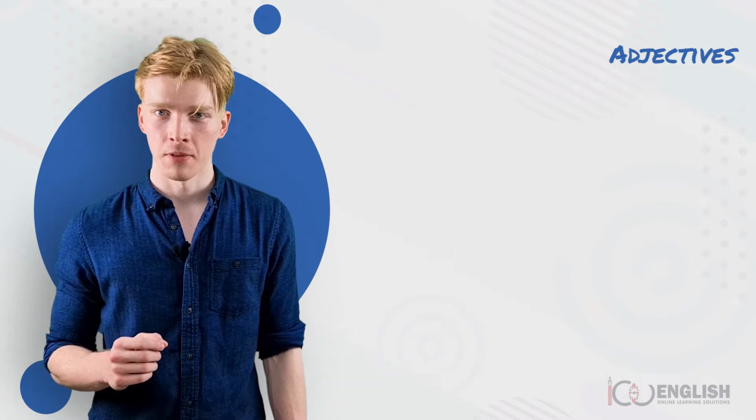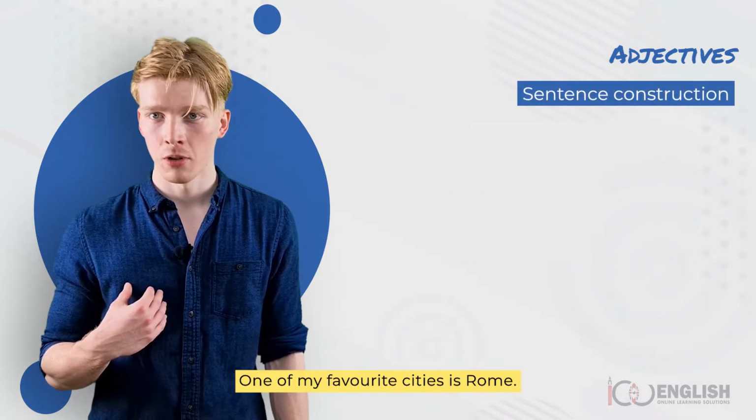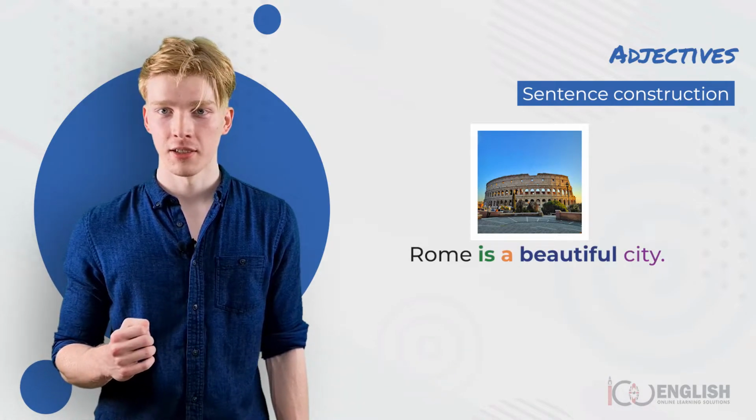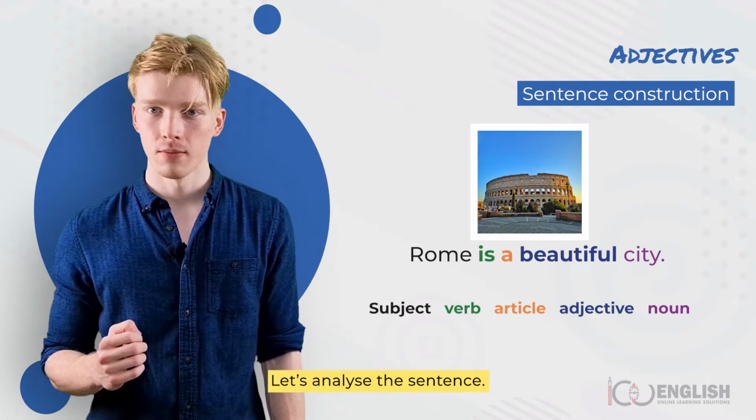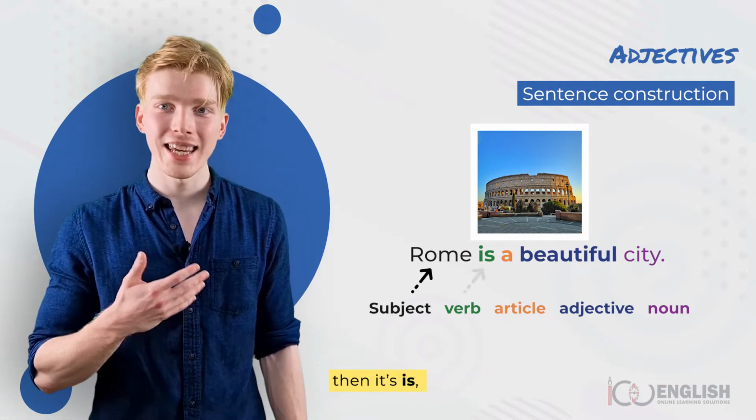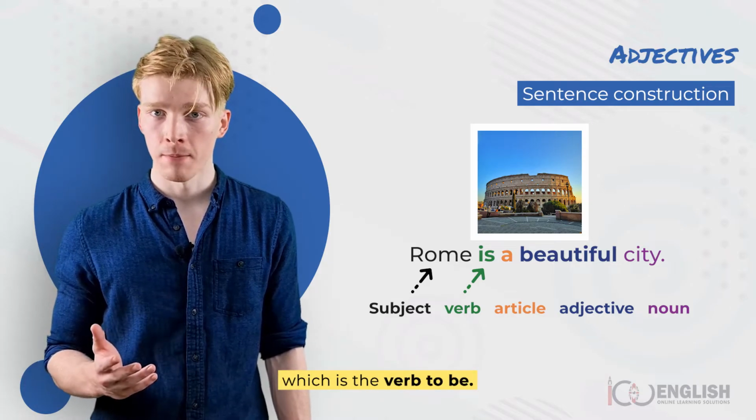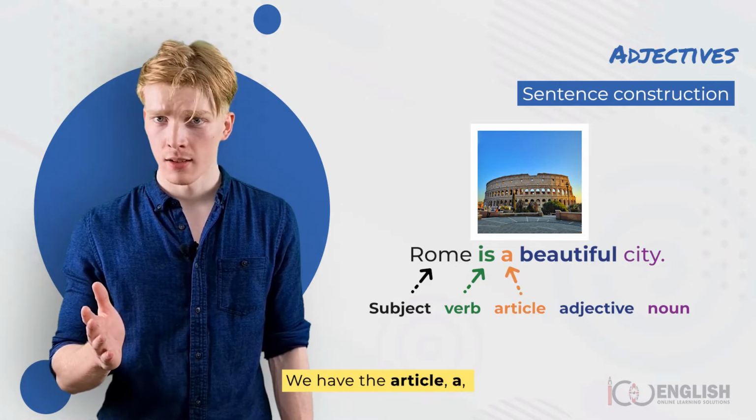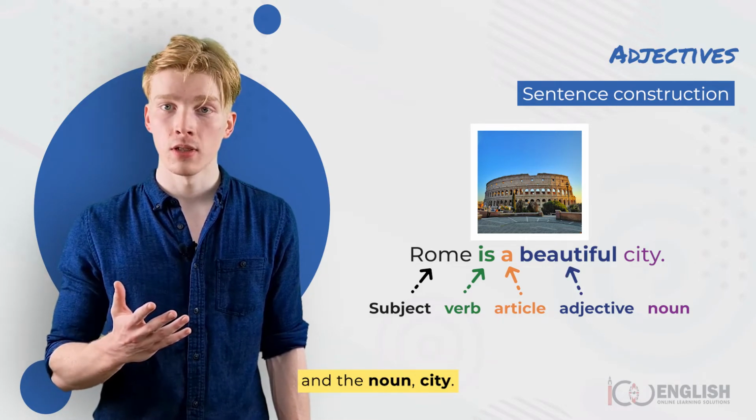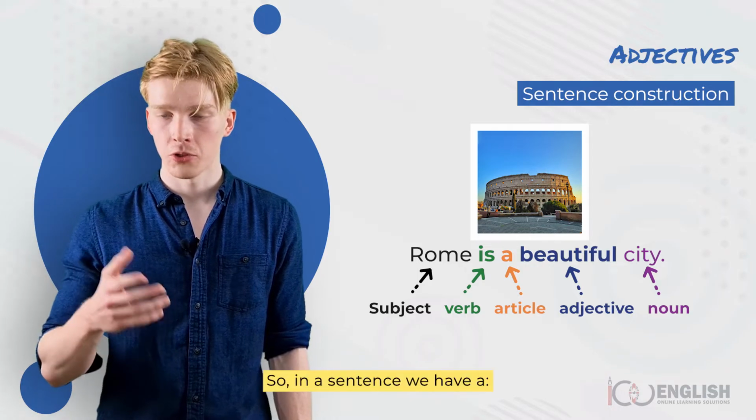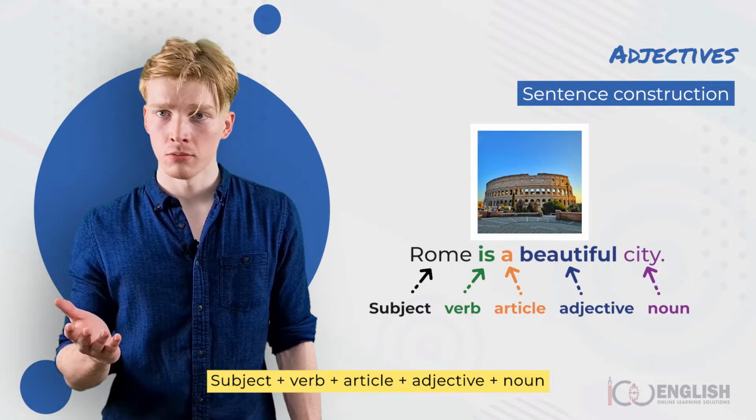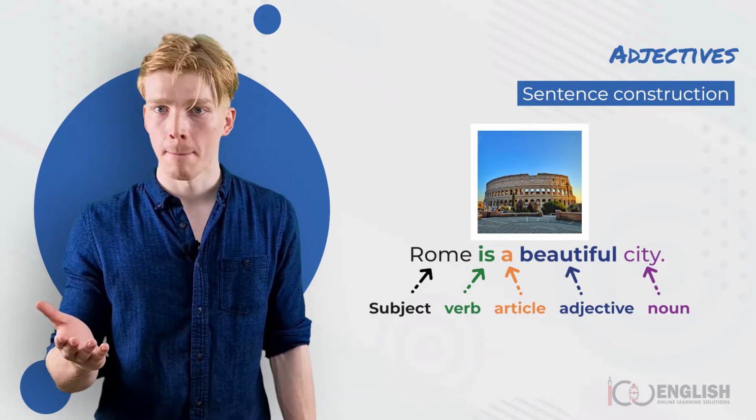Let's find out. I like to travel. One of my favorite cities is Rome. Rome is a beautiful city. Now let's analyze the sentence. Firstly, we have the subject Rome. Then it's is, which is the verb to be. We have the article a, then the adjective beautiful, and the noun city. So in a sentence we have subject, verb, article, adjective, noun.